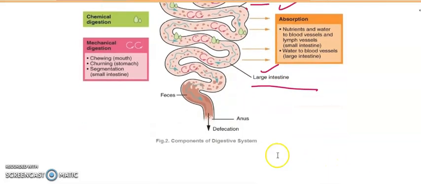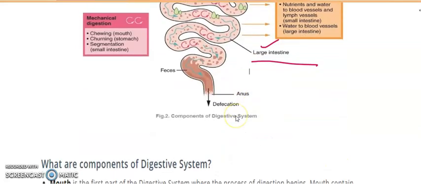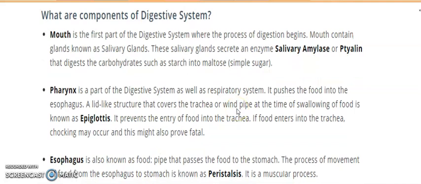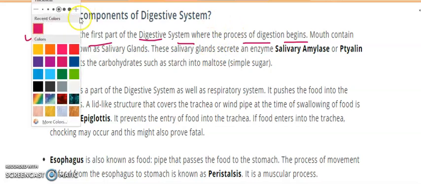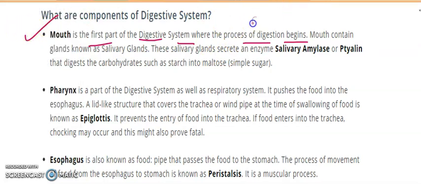Let's try to understand all these parts. What are the components of the digestive system? Your mouth is the first part of the digestive system, where the process of digestion begins. Never confuse it with the idea that digestion starts from the stomach. No, digestion starts from the mouth itself. For example, the digestion of carbohydrates starts from the mouth itself, right?